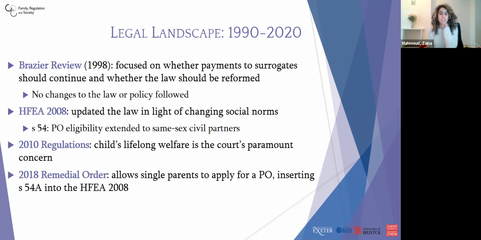The primacy of the child's best interest has all but ensured that a parental order will be granted regardless of the sum paid to the surrogate. Finally, in 2018, the remedial order allowed single parents to apply for a parental order.